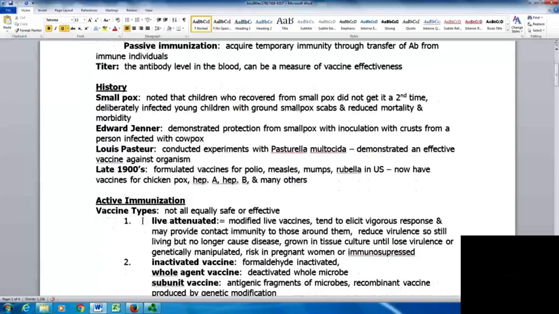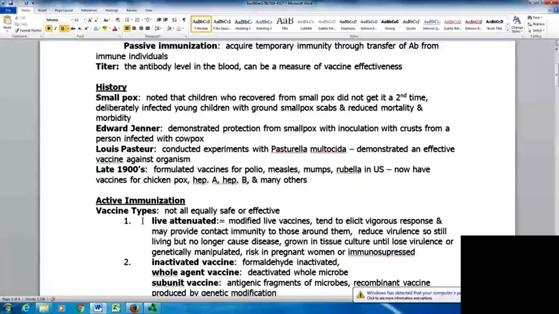Just a brief history, smallpox was one of the diseases that was helpful in coming up with vaccination. It was noted that children who recovered from smallpox did not get it a second time. So people deliberately infected young children with the ground smallpox scabs, and this reduced the mortality and morbidity. Edward Jenner demonstrated protection from smallpox with inoculation with crust from a person who was infected with cowpox. Cowpox just happened to be similar enough to smallpox that it would give some immunity.